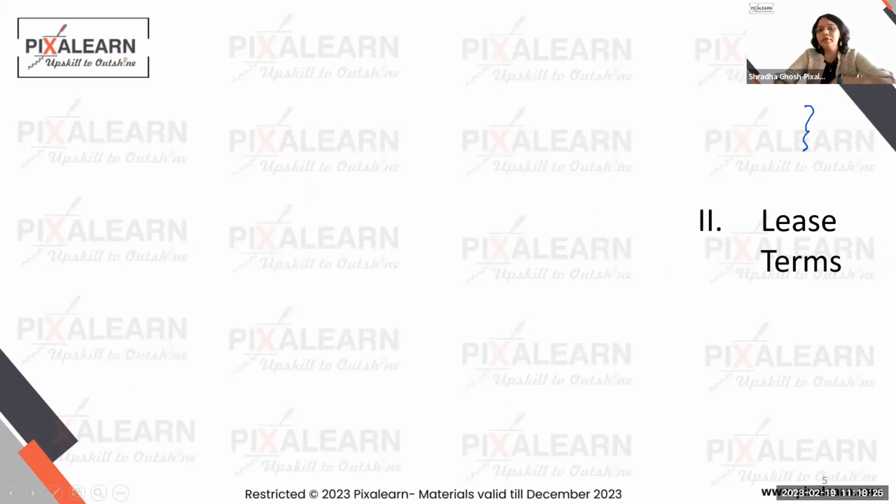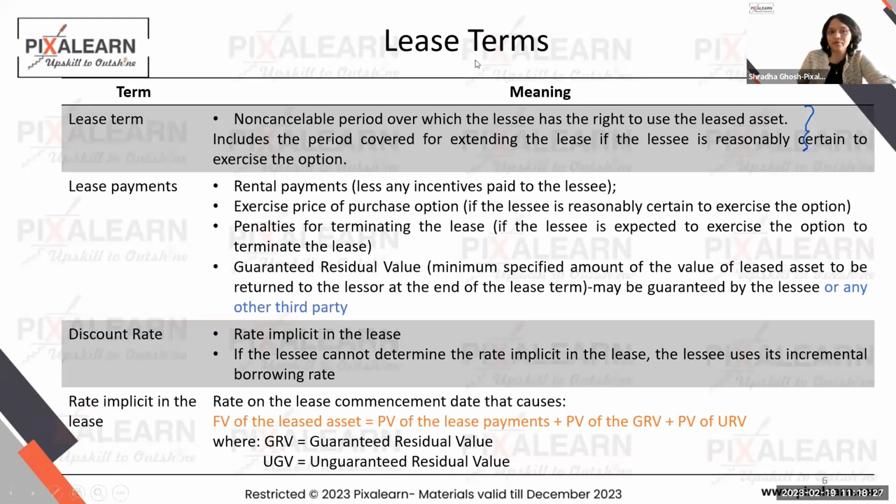So what are the typical terms? Now, these terms might not make a lot of sense right now, but we are going to use these terms when we solve questions. So we need to understand what these terms are. One is the period of the lease. So in my example, when I said it is a 72 months period, that is the period for which the lease is going to be applicable.